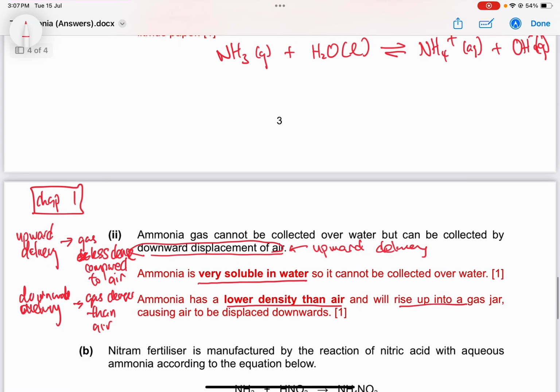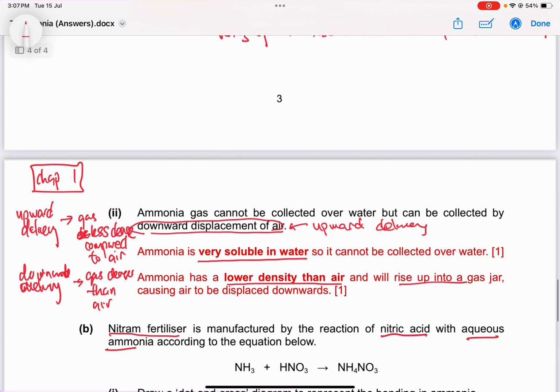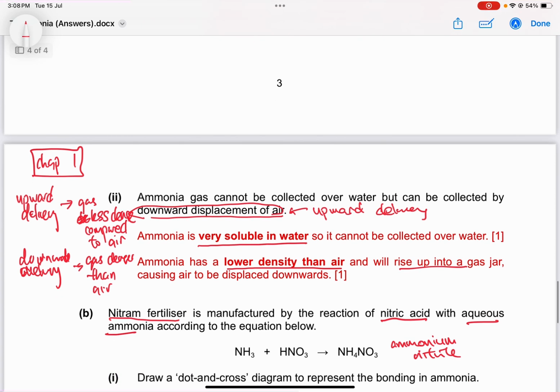Okay, next one. Nitrum fertilizer is manufactured by reacting nitric acid with aqueous ammonia, according to the equation. So you can see here, you realize, oh, this one looks so familiar. Actually, this is your ammonium nitrate. So nitrum fertilizer actually consists of ammonium nitrate. Draw a dot and cross diagram to represent the bonding in ammonia. Now, this is ammonia, not nitrum fertilizer, so I just focus on NH3. They even give you the formula here already.